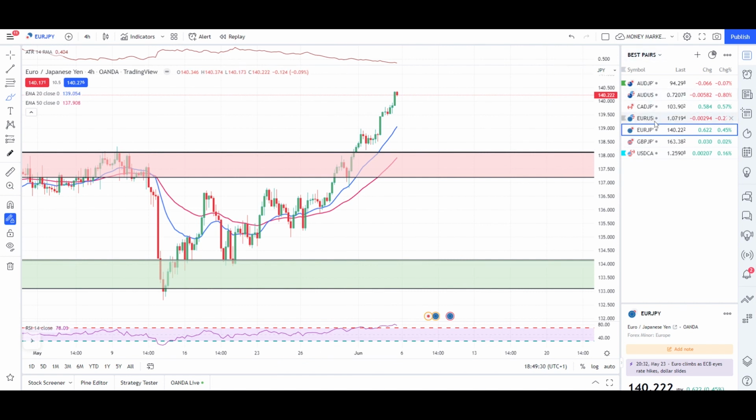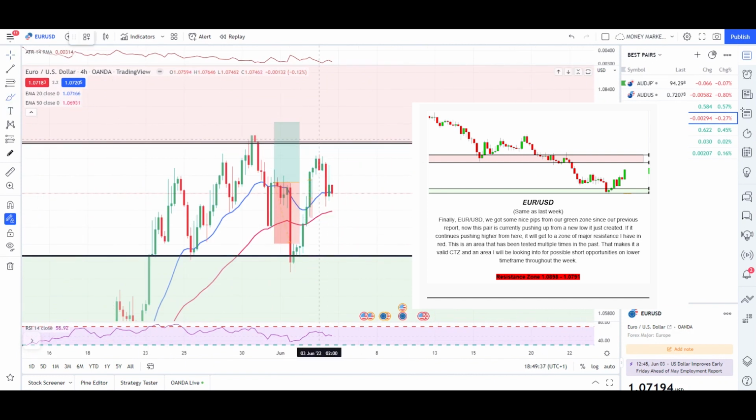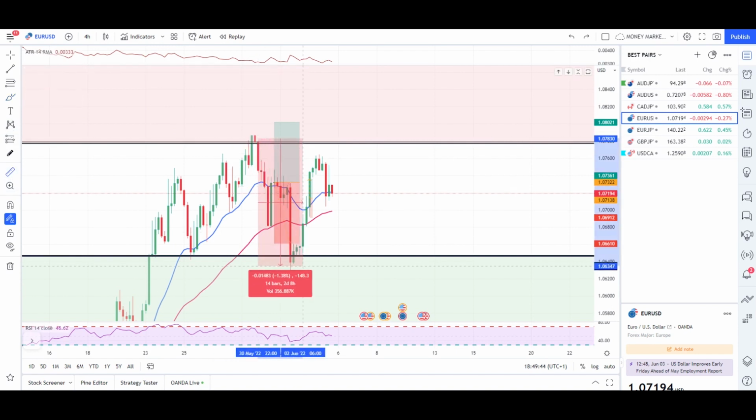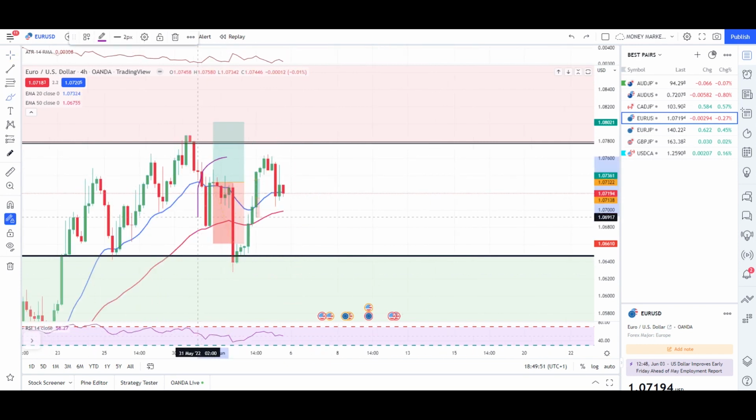Next up we have Euro USD. Right here, as you can see, I sent this zone in my priority group. This was a zone I sent them, and the market was here, and as you can see, the market fell from this zone to this buying zone, which is a 156 pip move all the way down. This was a trade I have taken myself.